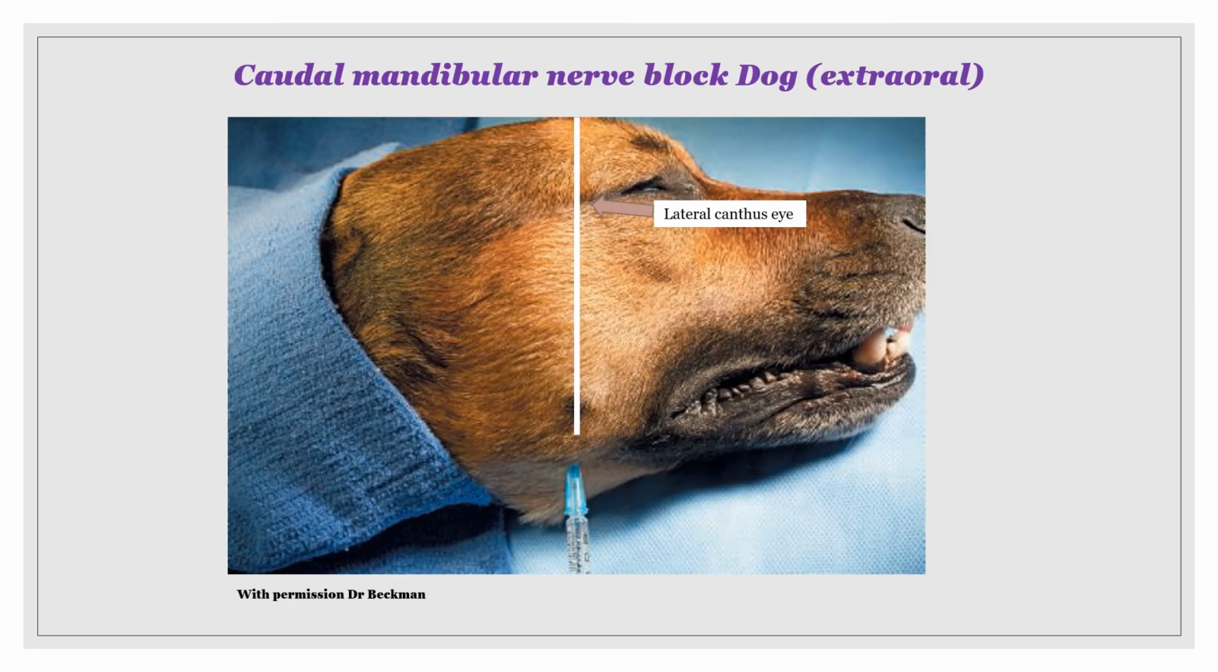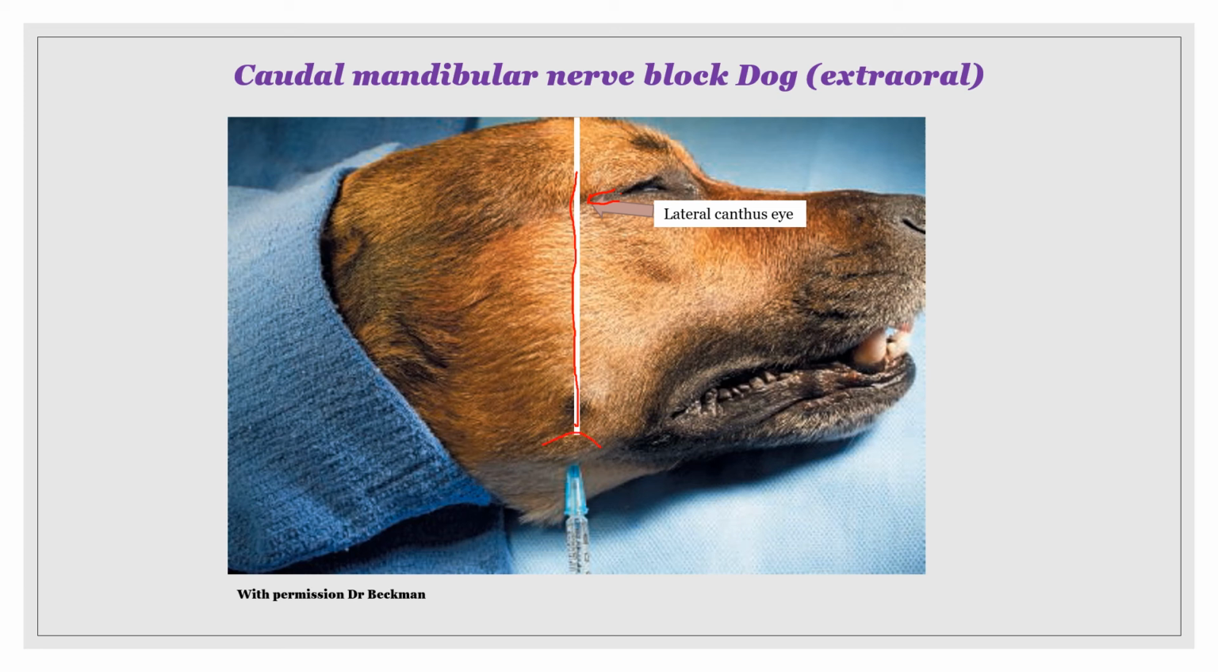These are the original diagrams from Dr. Brett Beckman, a colleague of mine in the United States. This was his diagrams of the extraoral approach for the caudal mandibular nerve block. As you can see, we drop a vertical from the lateral canthus of the eye. The lateral canthus isn't here, it's actually where the hair starts in this area here, so we drop a vertical. Hopefully we're at the vascular notch of the mandible.